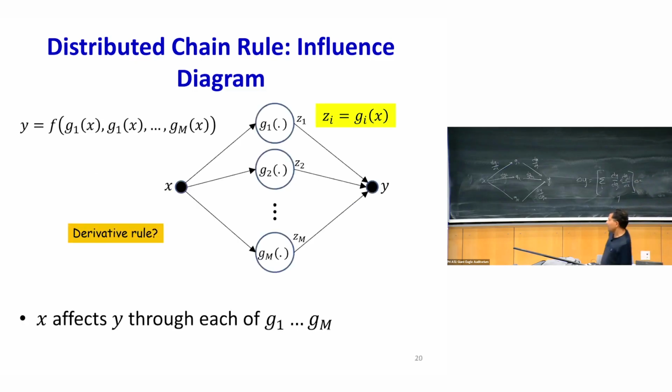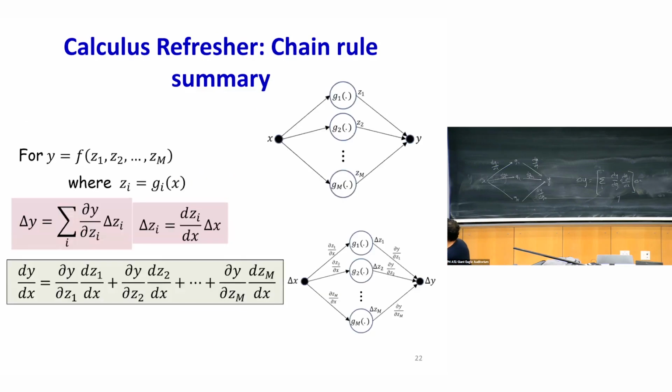So what is the derivative rule over here? If I were to write it down, the derivative of y with respect to x is simply the sum over all g's of the product of the derivative of y with respect to g and the derivative of g with respect to x. You can derive this using math, but once you actually draw the pictures, it becomes quite obvious, right? Questions? Any questions? No. Okay.